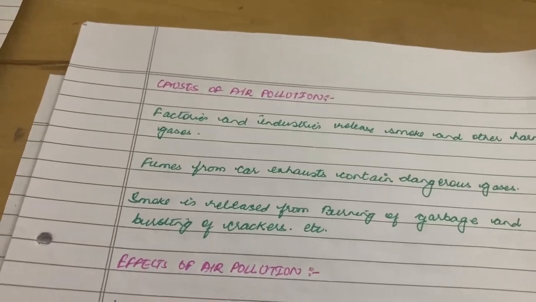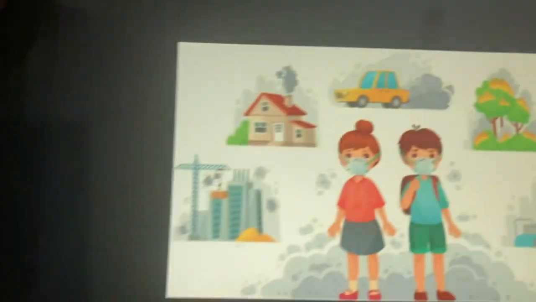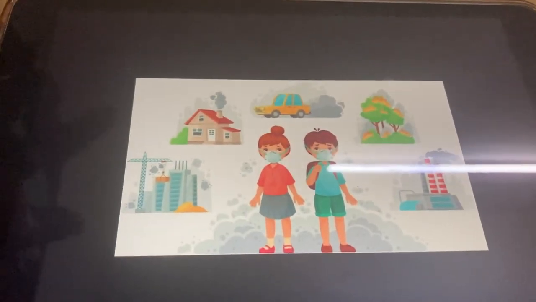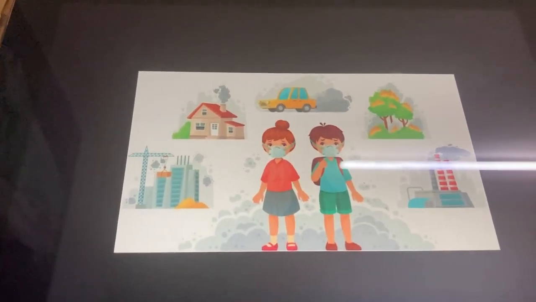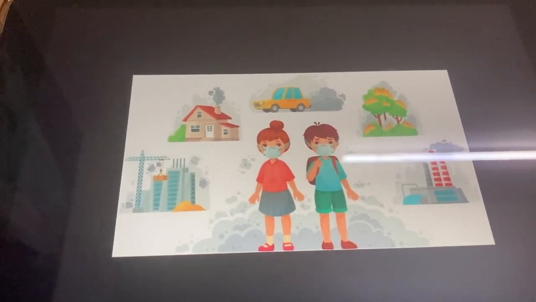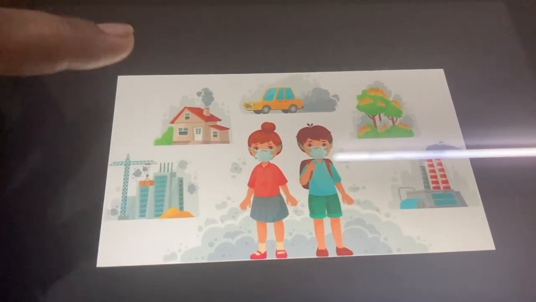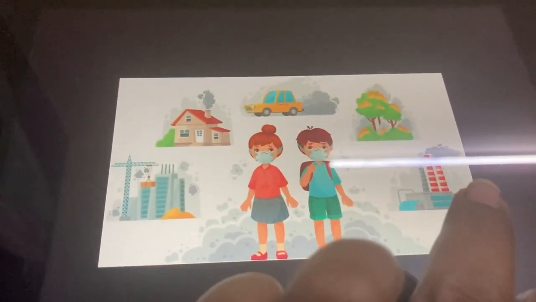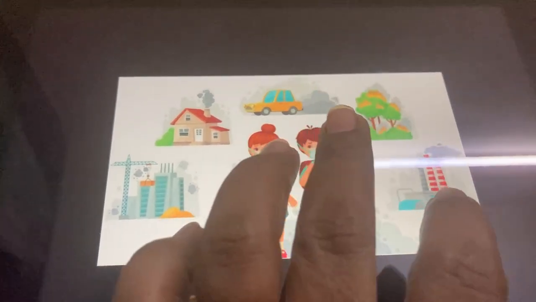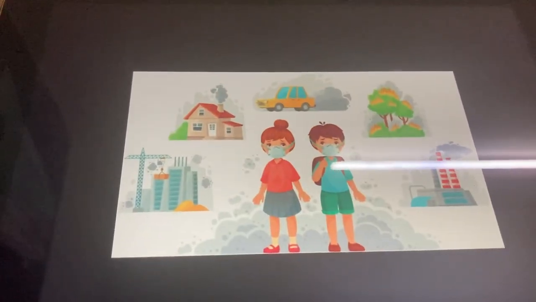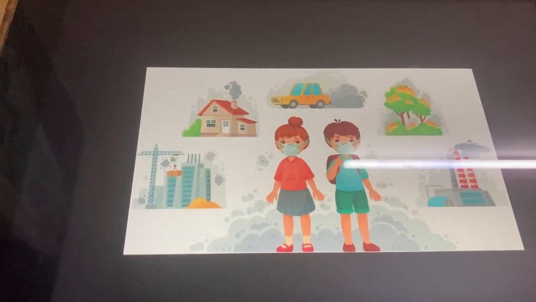Yes, then we had discussed the various causes of air pollution. So here I have a picture for you to explain the various causes of air pollution. So what are those? The factories and industries, what do they do? They release smoke and other harmful gases. Smoke is released from the burning of garbage. There is garbage that many people burn, and the bursting of crackers.